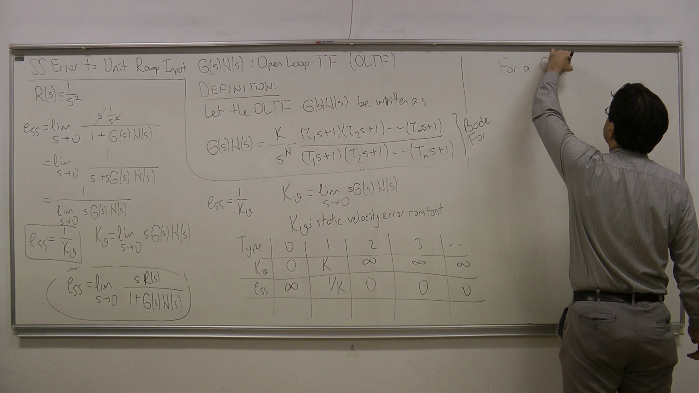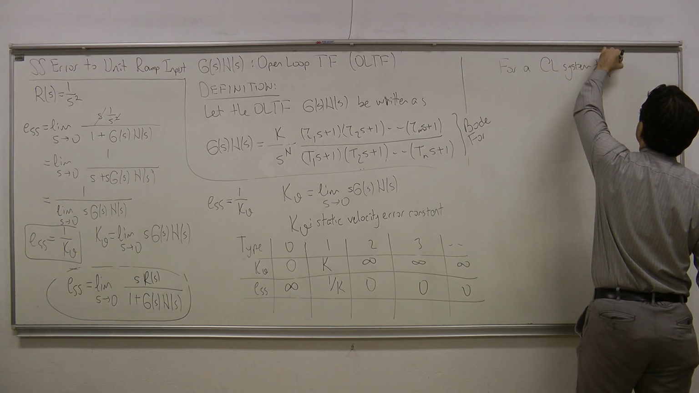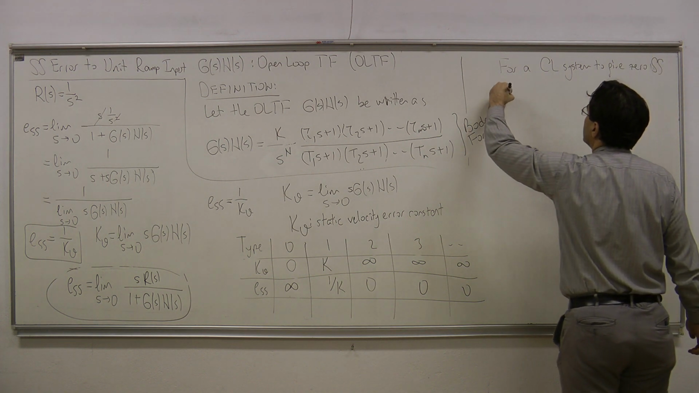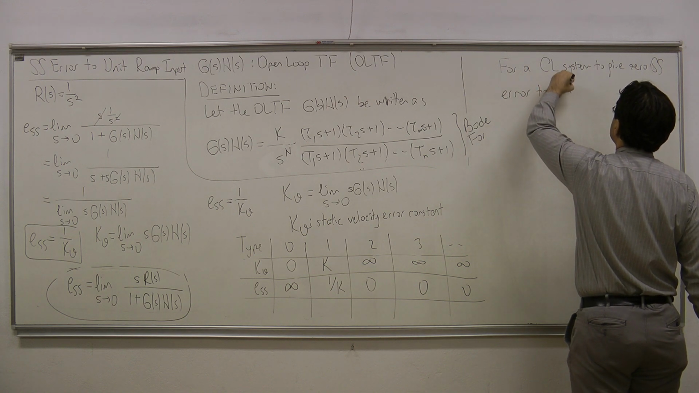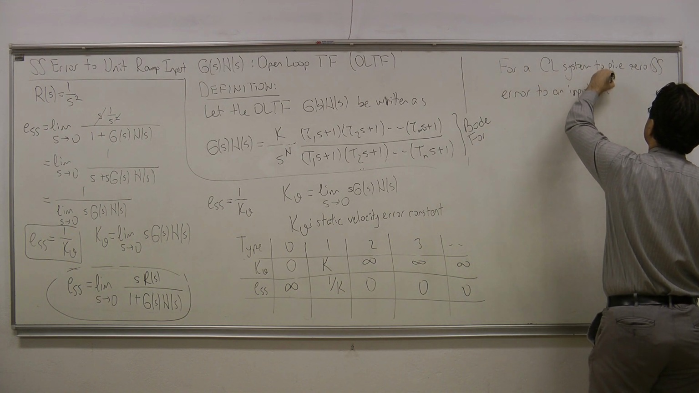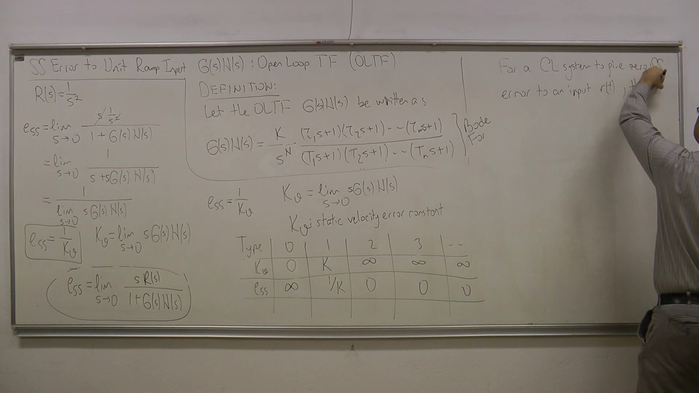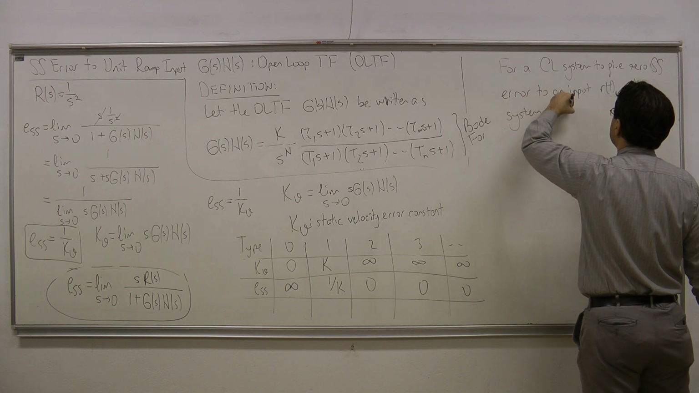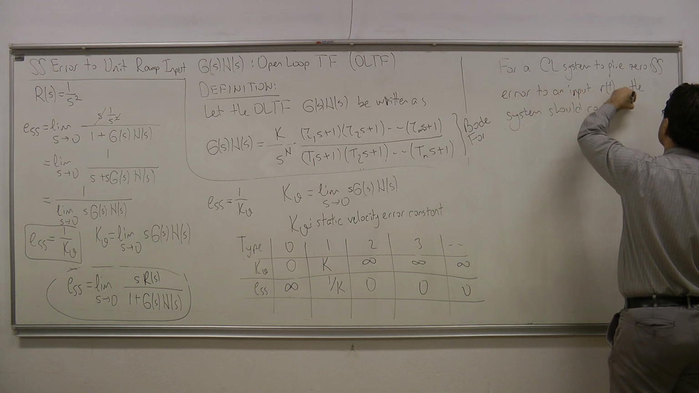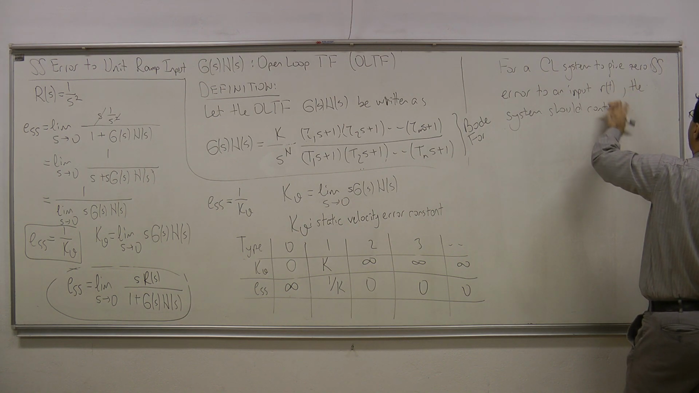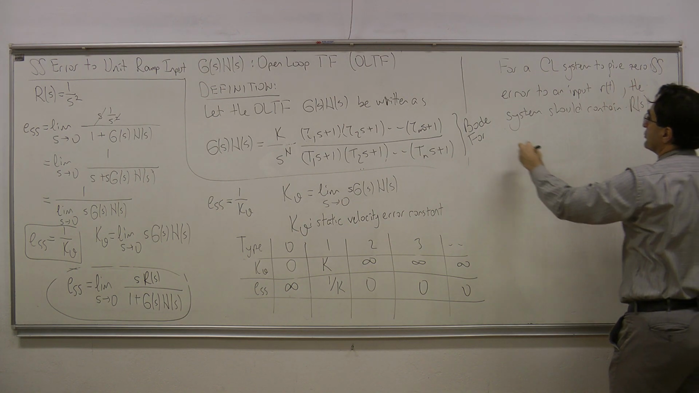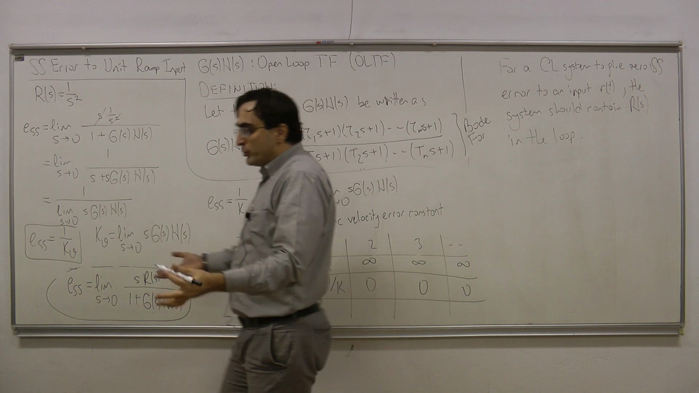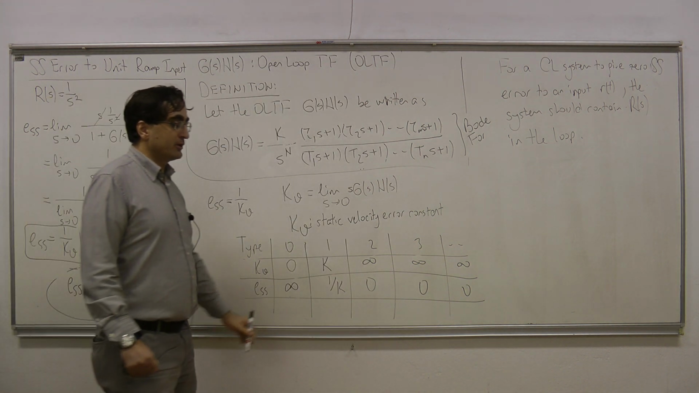For a closed loop system to give zero steady state error to an input R of t, the system should contain R of S, the Laplace transform of the input, in the loop. Okay? And in the loop means it should be in the open loop transfer function.